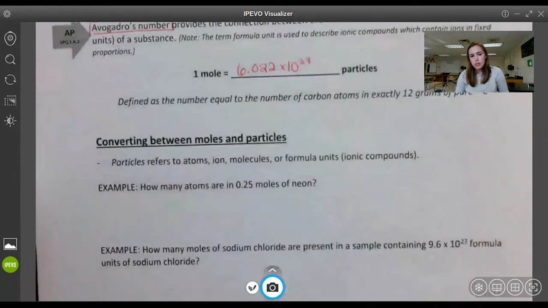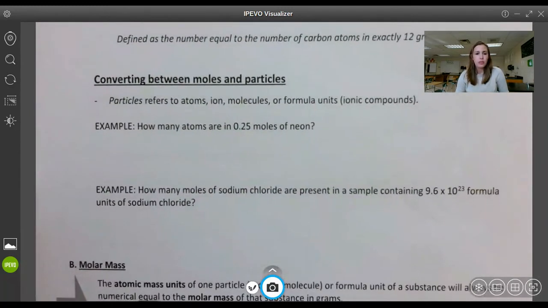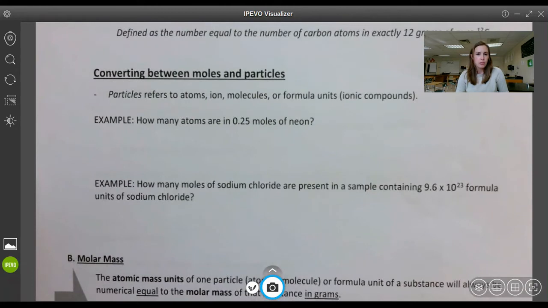So the first thing we're going to do is convert between moles and particles. And this is where we're going to use the dimensional analysis that you practiced over the summer. So when we go to convert between these two, just like you would convert any other unit, we're going to use that relationship or that equivalent between the 1 mole and then Avogadro's number.